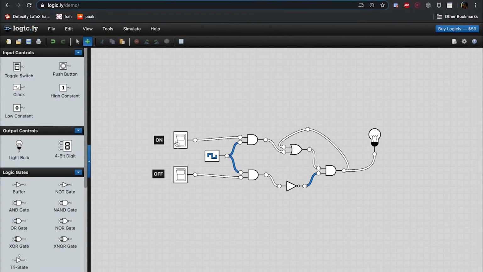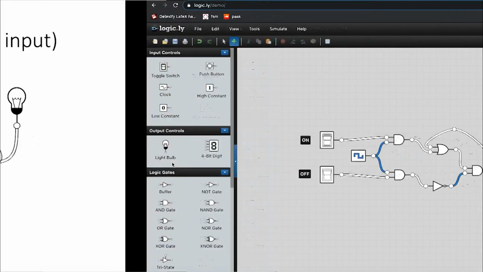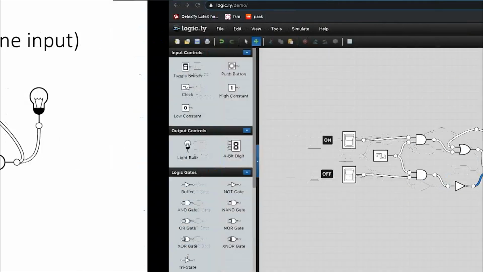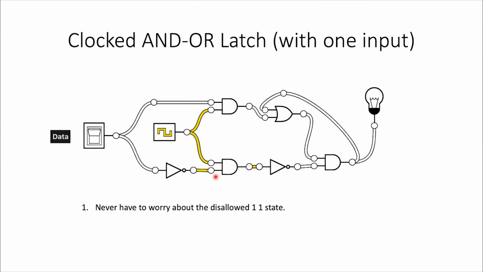So whereas in this example, I can turn both of these off, or both of them on, in this example, even if I turn the data switch on, this one's always the opposite of this one. So either you have off, on into these two AND gates, or on, off. So one advantage is you never have to worry about this disallowed 1-1 state. But also you're never in a 0-0 state. So the caveat is that you're always writing data when the clock turns on, because one of these switches is always on. So you have to be careful with this if you want to use a clocked AND/OR latch with this one single data input.